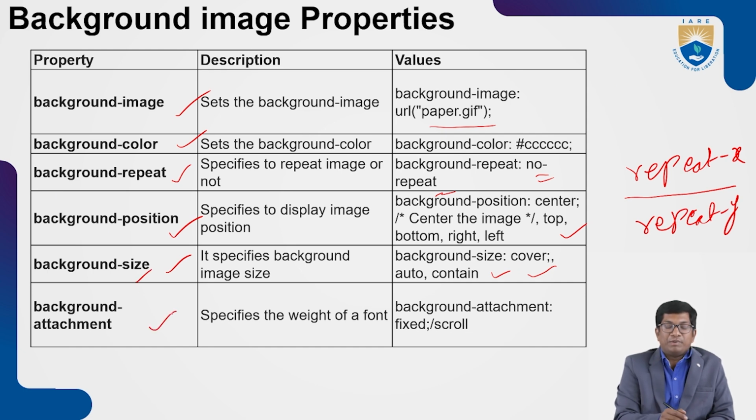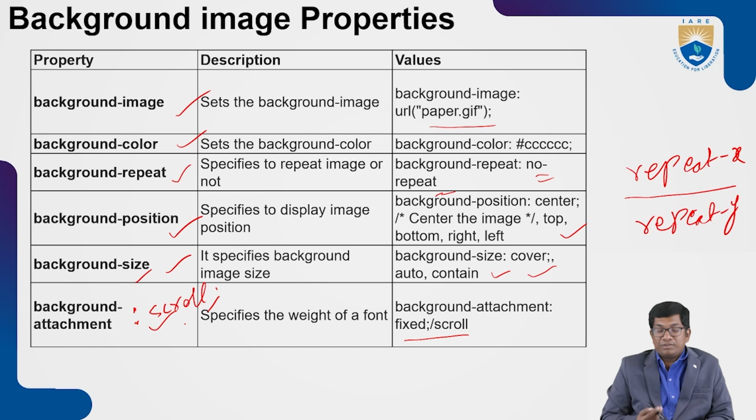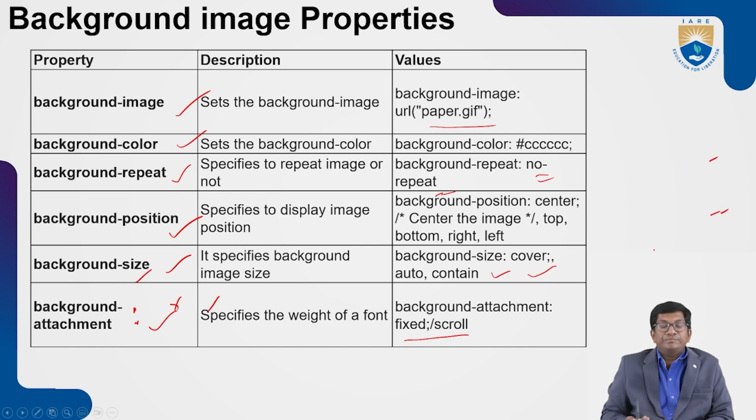Next, background attachment. Whether the image should scroll along with the text, or be fixed along with your web page. Then you have to use fixed or scroll. Suppose you want to move it along with the text, then you have to specify background attachment scroll. That is the way. So like this, we can use background image properties.